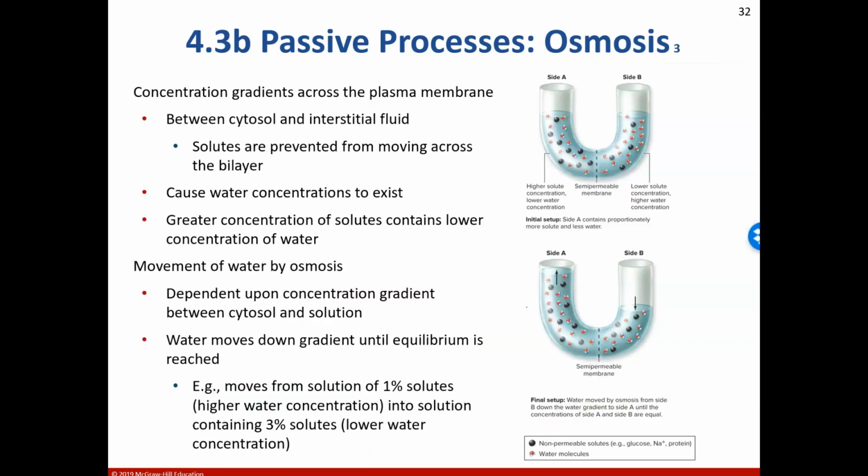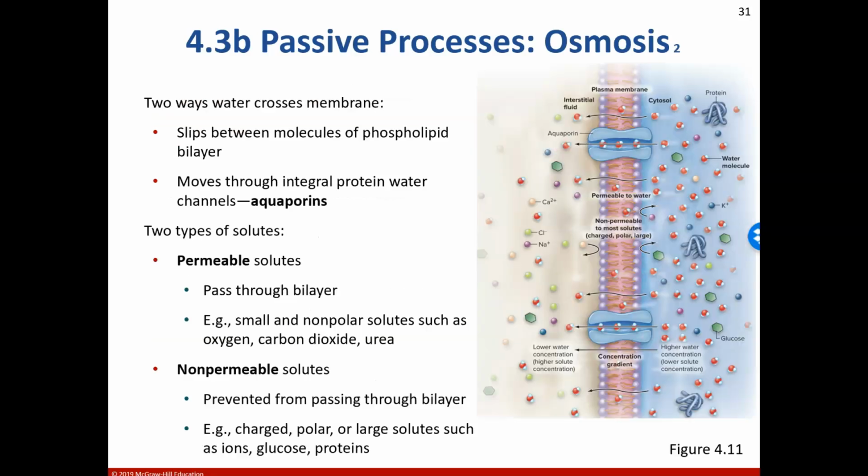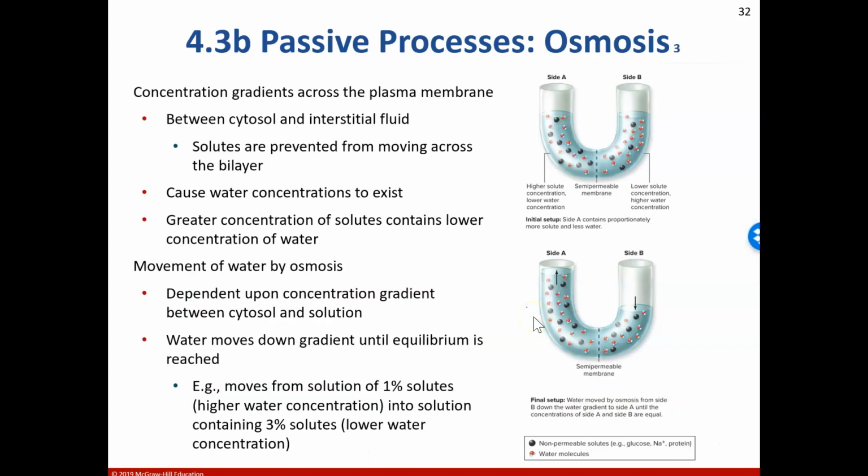And our concentration gradients across the plasma membrane are going to be between the cytosol and the interstitial fluid. So what I'm talking about there, if I flip back to this image, the cytosol would be here inside of my cell, and the interstitial fluid would be here, outside of my cell. So that's what we mean by that. And the solutes are prevented from moving across the bilayer. So we're going to imagine that this tube here is like the cytosol and the interstitial fluid, and here, the semipermeable membrane is like our plasma membrane.